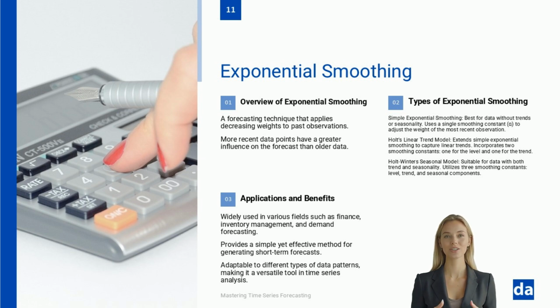Finally, we have the Holt-Winters seasonal model, which is designed for data that exhibits both trend and seasonality. This model employs three smoothing constants, level, trend, and seasonal components, allowing for a comprehensive approach to forecasting complex data patterns. In terms of applications and benefits, exponential smoothing is widely used across various fields, including finance, inventory management, and demand forecasting. Its simplicity and effectiveness make it a valuable method for generating short-term forecasts. Additionally, its adaptability to different data patterns enhances its versatility in time series analysis.